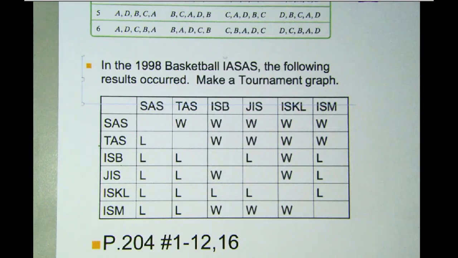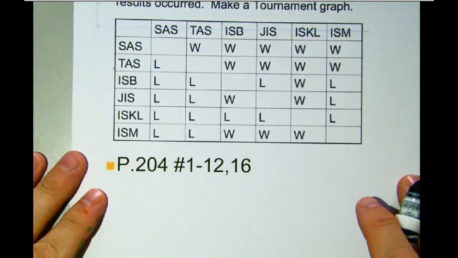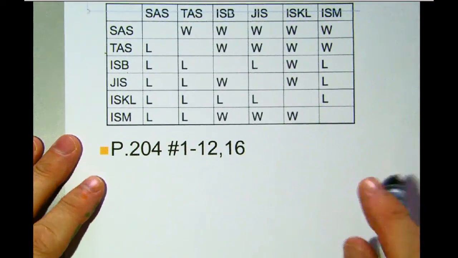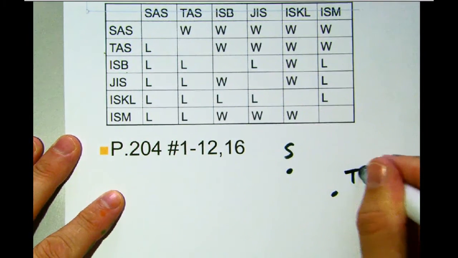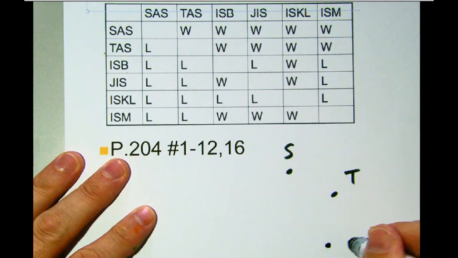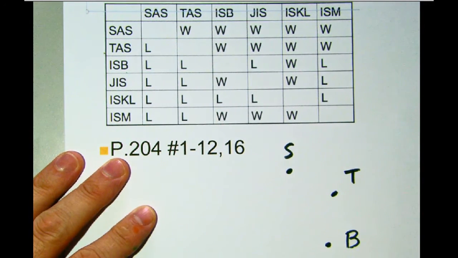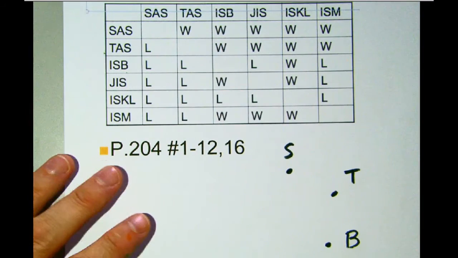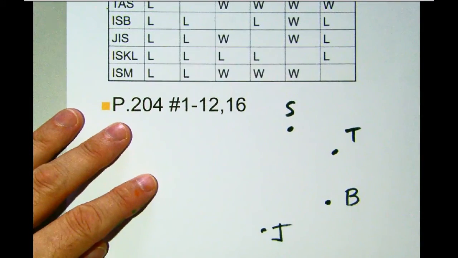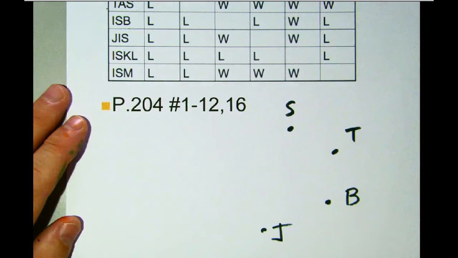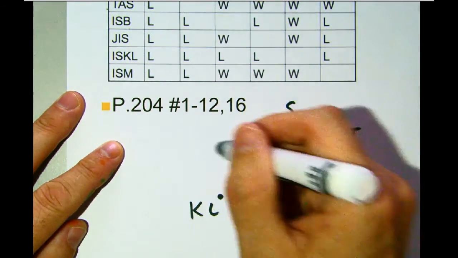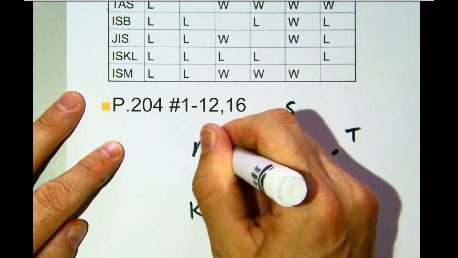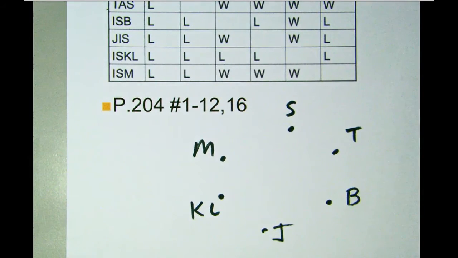So you're going to start off with each one of these schools. So I have SAS, I have Type A, I have ISB, I have JIS, and I have, that's off the board, there we go. And then I also have ISKL, and then I have ISM. So that's how I graph that.